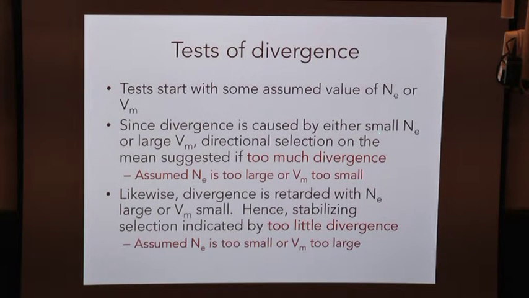If NE is small, drift can account for that. If the mutational variance is large, drift can account for that. So if I have a given value of NE or a given value for drift, directional selection is suggested if there's too much divergence. So the assumed NE is too large or the assumed mutational variance is too small. I can flip that around and basically ask if there's too little divergence. That also puts bounds on the population size or the mutational variance.